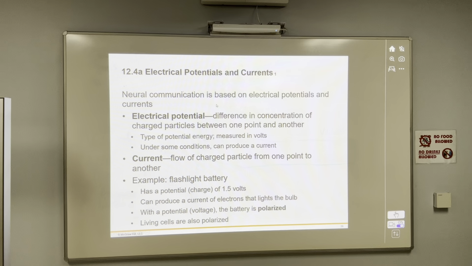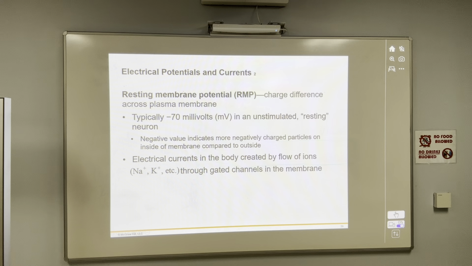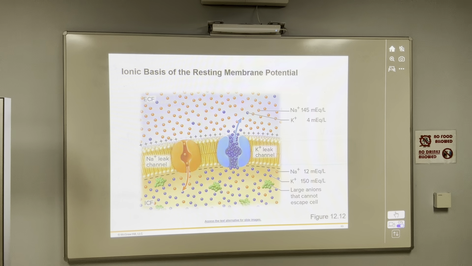Neural communication is based on electrical potentials and currents. The electrical potential represents the difference in concentration of charged particles between one point and another. The current represents the flow of charged particles from one point to another. An example would be a flashlight battery. The resting membrane potential is a charge difference across the plasma membrane. Here you have electrical currents in the body created by flow of ions through the gated channels in the membrane.